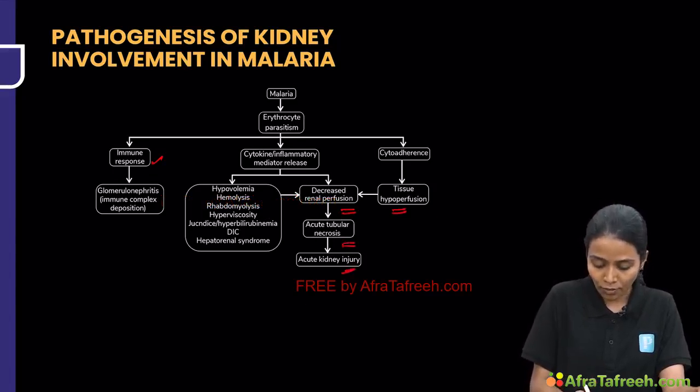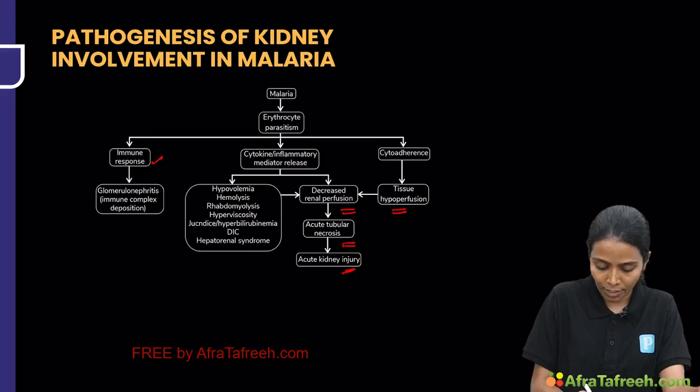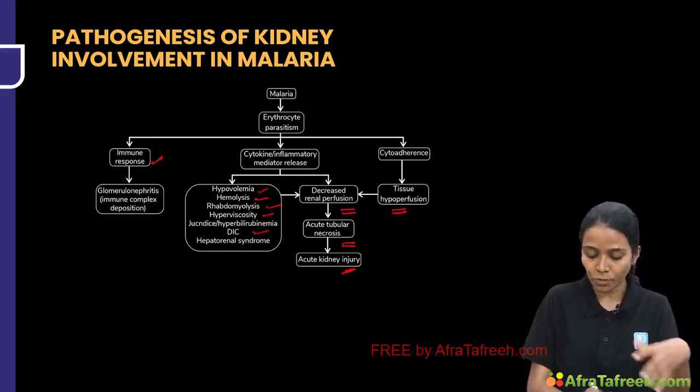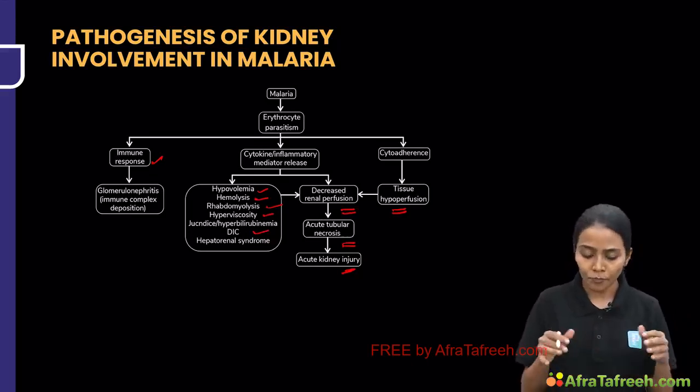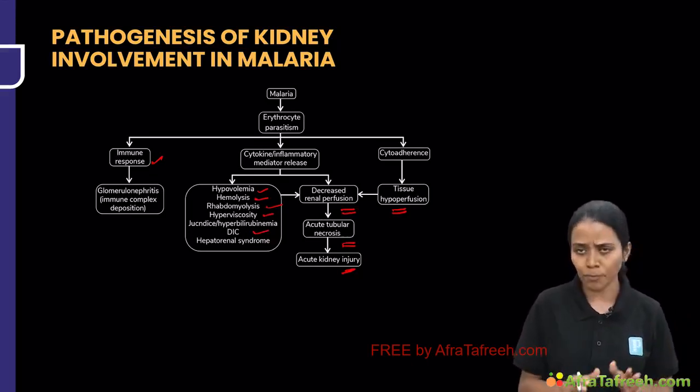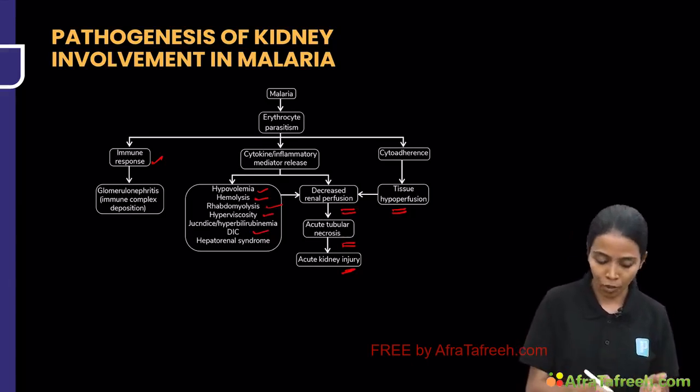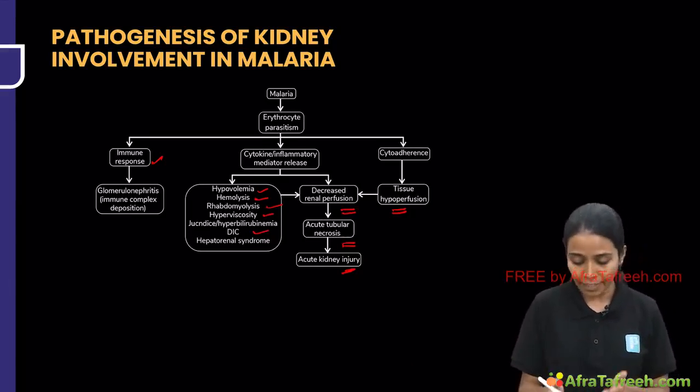In cytokine or inflammatory mediator release, it can cause hypovolemia, hemolysis, rhabdomyolysis, hyperviscosity, jaundice or hyperbilirubinemia, DIC. So this is the systemic feature. Okay, so these are multiple mechanisms by which it can cause kidney injury: by glomerulonephritis, by ATN, AKI.